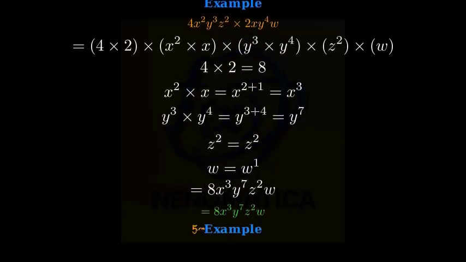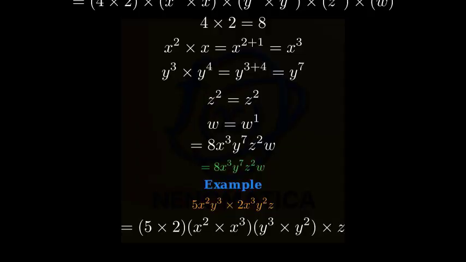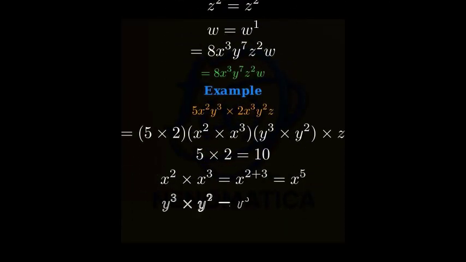For our final example, let's multiply 5x squared y cubed times 2x cubed y squared z. Let's group the terms as we've been doing. We'll group the coefficients, the x terms, the y terms, and the z term. Now, let's multiply each group.